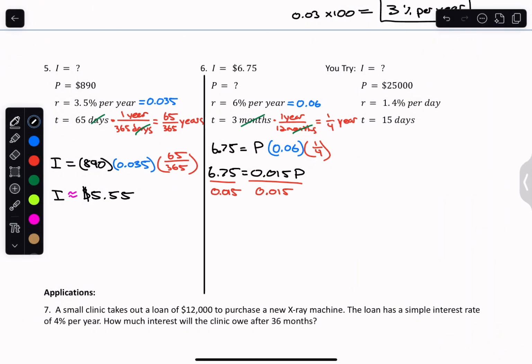So I can go in here and say that 450 equals P, and just clarify then that the unit on the 450 is $450 is the principal. So in order to have $6.75 in interest at 6% per year for 3 months, we need to have invested a principal value of $450.